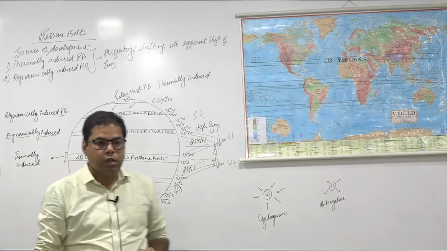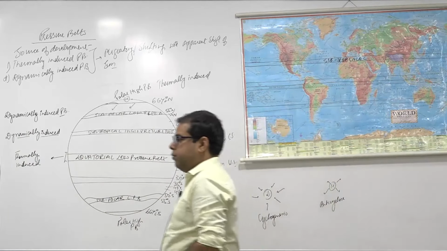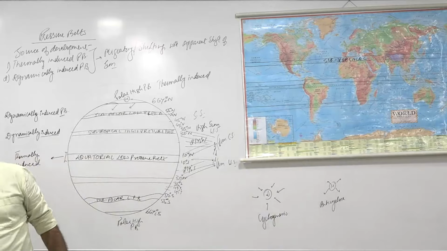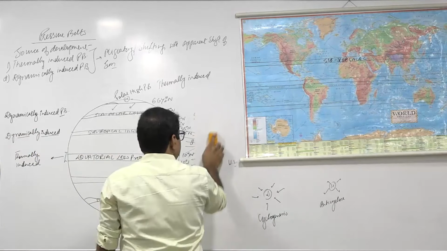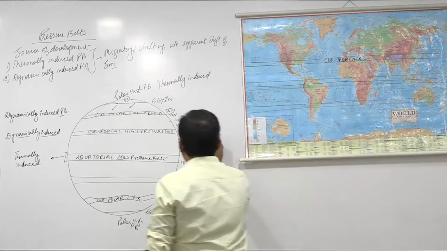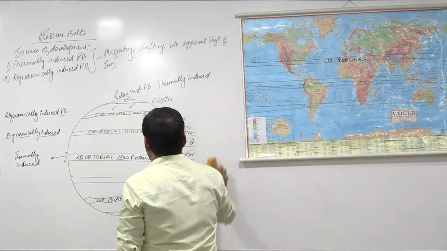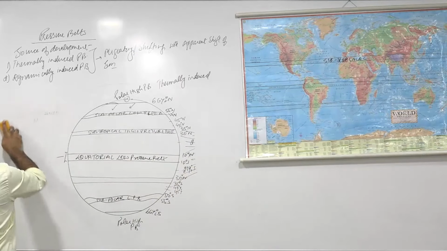Clear? Right? Now, the wind blows from high pressure to low pressure area. Now I am coming to the pressure belts of the world and the wind pattern. Wind blows from high pressure to low pressure area always, yes or no?